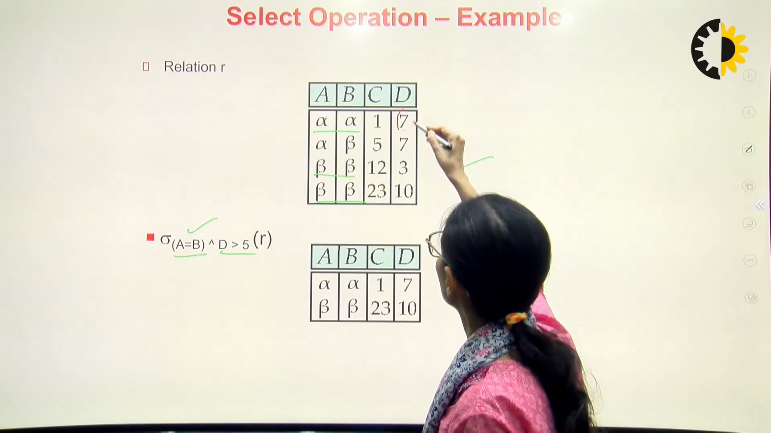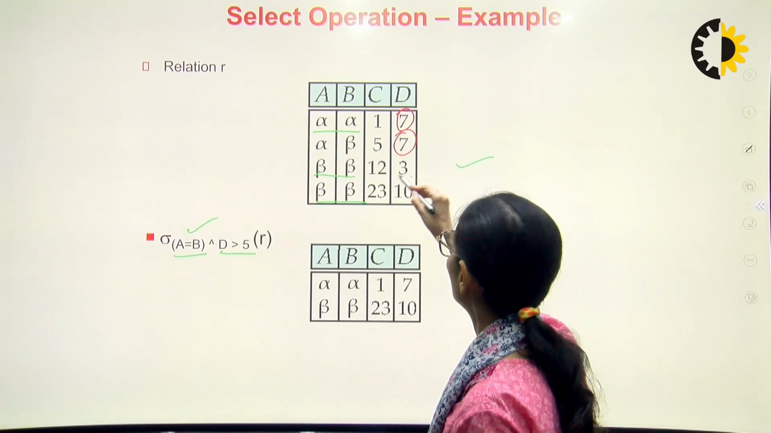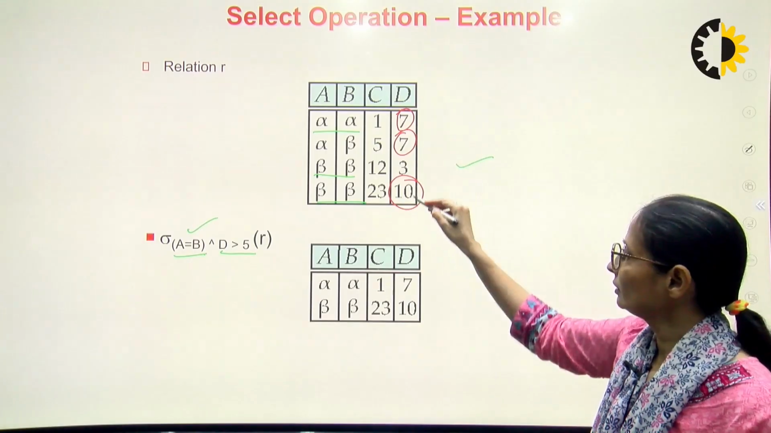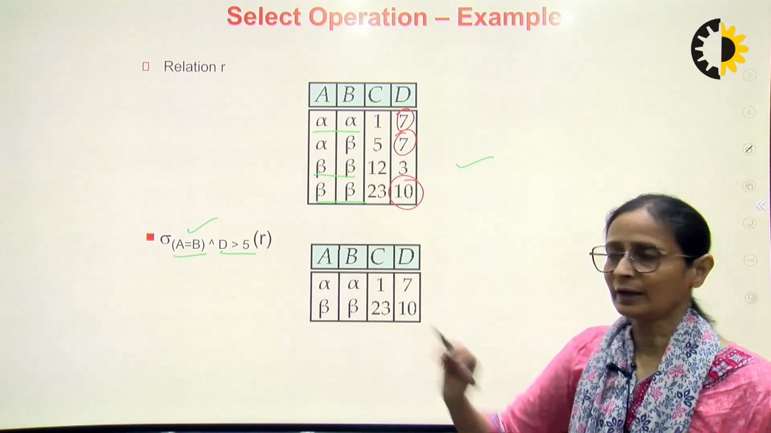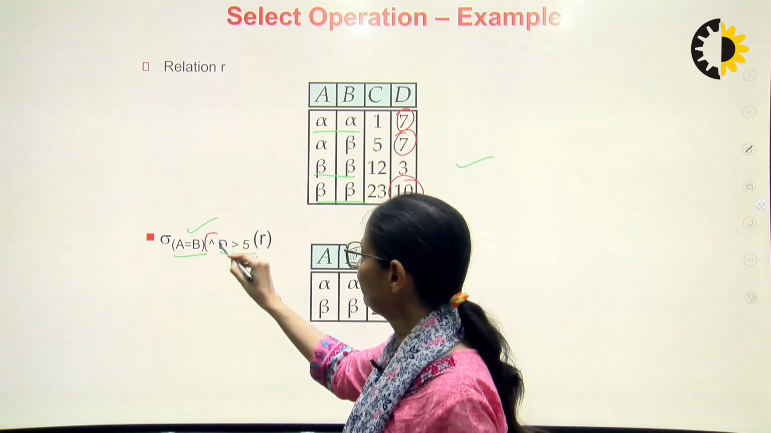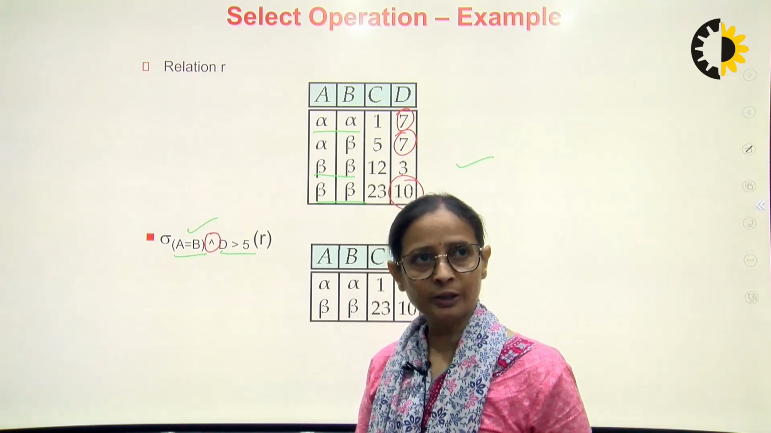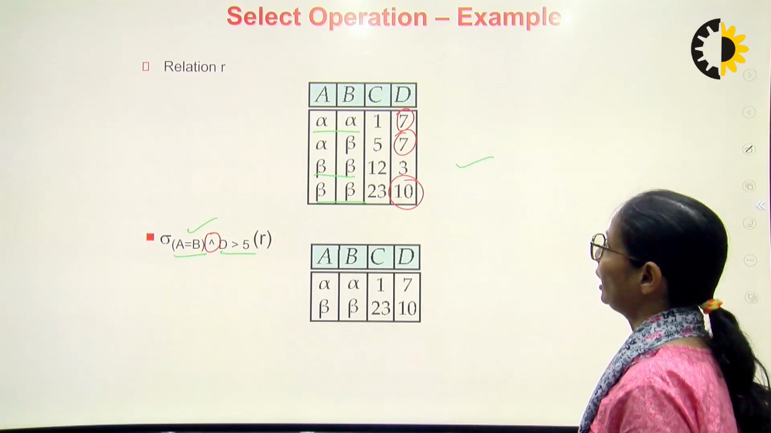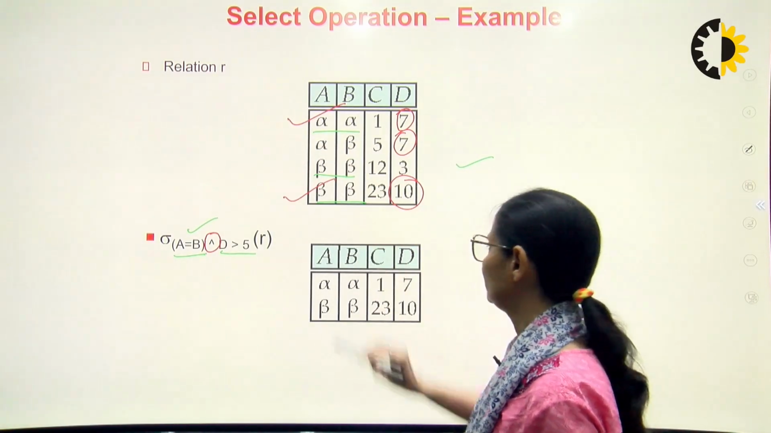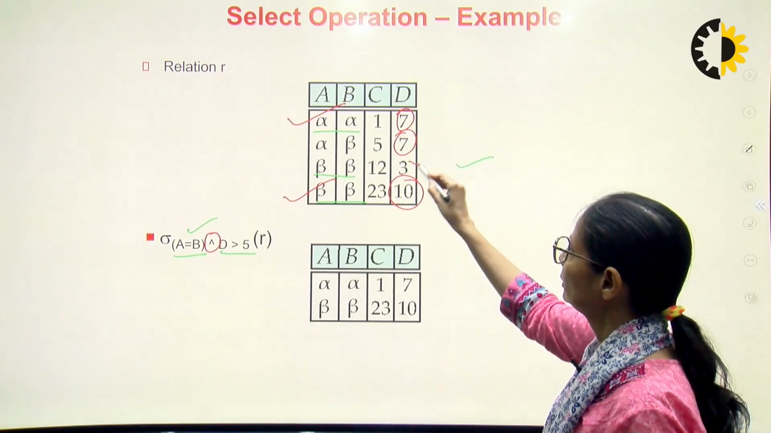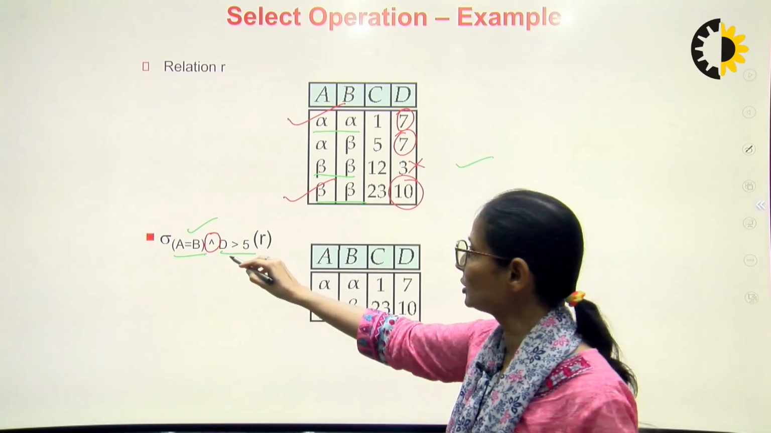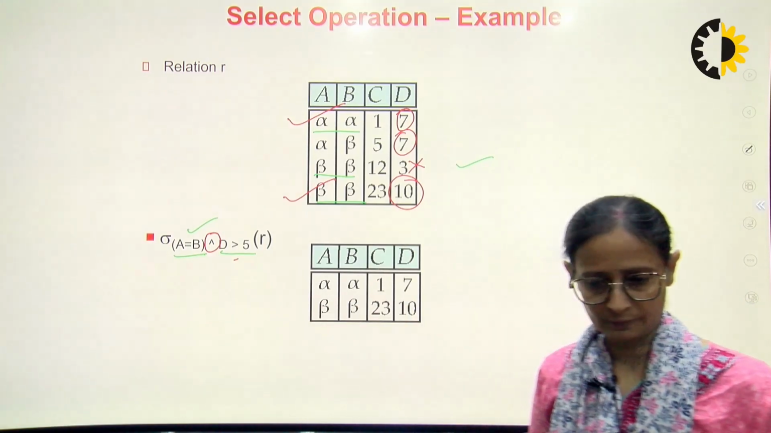So this one and this one. These three rows satisfy this condition. But what kind of operator have we deployed here? That is the AND operator. So that is why the output is this one and this one. This would be discarded. Why? Because the second condition is not met here.